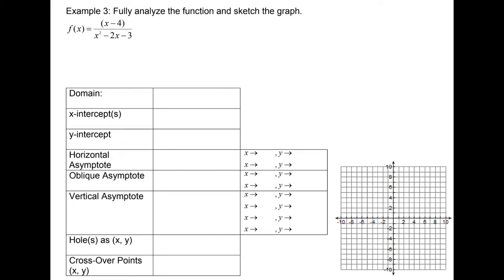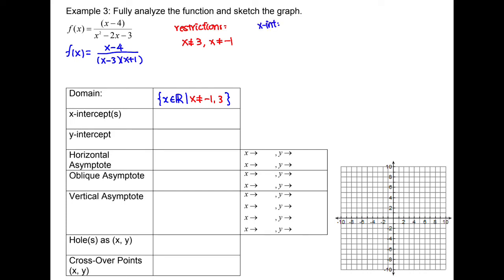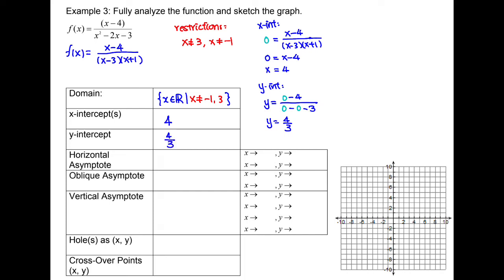Example 3. Step 1. Fully factor the function f(x) and write down restrictions. x cannot be 3 and x cannot be -1. Step 2. First, let's find our domain. x is all real numbers such that x cannot be -1 and 3. Second, let's find the x-intercepts and y-intercept. For the x-intercept, let y equal 0 to find x. x will be at 4. Then, for the y-intercept, we let x equal 0. Substituting into the function, we get y is going to be 4/3.